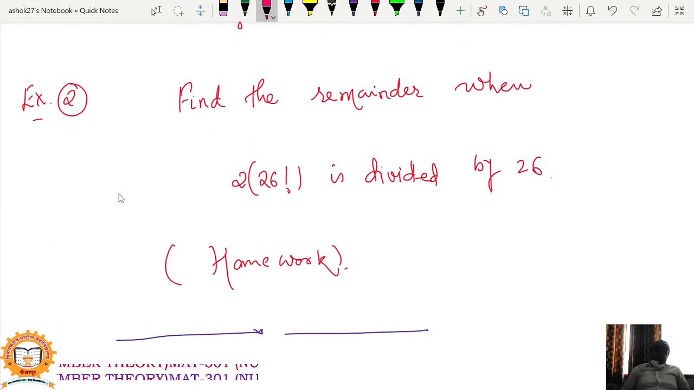You can do another example, that is example 2. Find the remainder when 2 times 26 factorial is divided by 26. It is for homework, so you can do it at home.